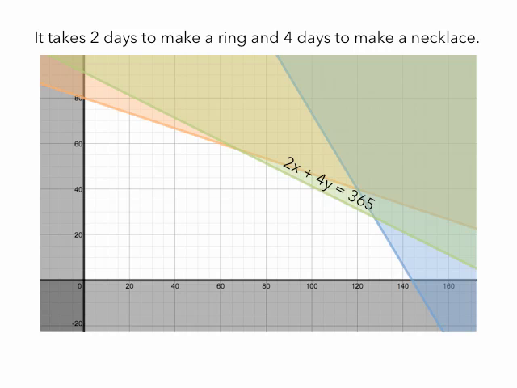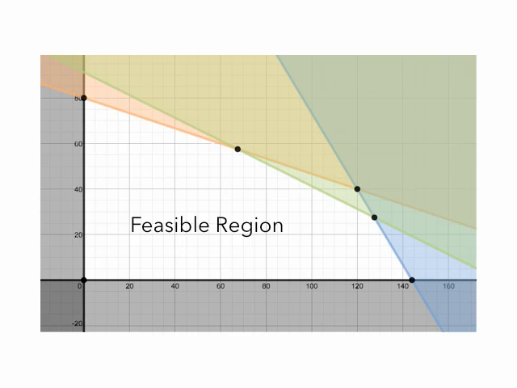There's this green line that I can't cross because I just don't have enough time to make that many rings and necklaces. And we shade above that green line green, say that's all the possible answers that the jeweler just doesn't have enough time to make. That changes the shape of our feasible region. We've added some extra corners here. Let's take a look at these.